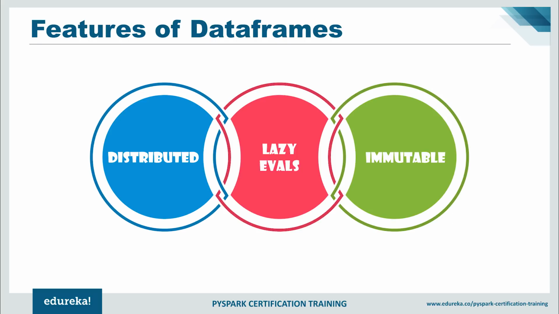Now, there are a few important features of data frame that we must know of. First of all, they are distributed in nature, which makes them highly available and fault tolerant. Now, the second feature is lazy evaluation. Now, lazy evaluation is an evaluation strategy which holds the evaluation of an expression until its value is needed. It avoids repeated evaluation. And lazy evaluation in Spark means that the execution will not start until an action is triggered. And in Spark, the picture of lazy evaluation comes when the Spark transformation occurs.